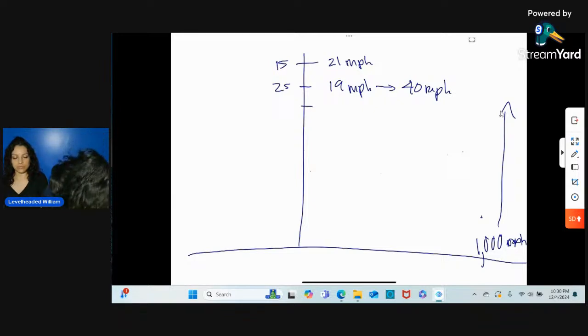Now, if we go to the third second, again, the deceleration rate decreasing, now we go down to 17 miles per hour, which is in total 57 miles per hour, the difference in speed of the free fall.